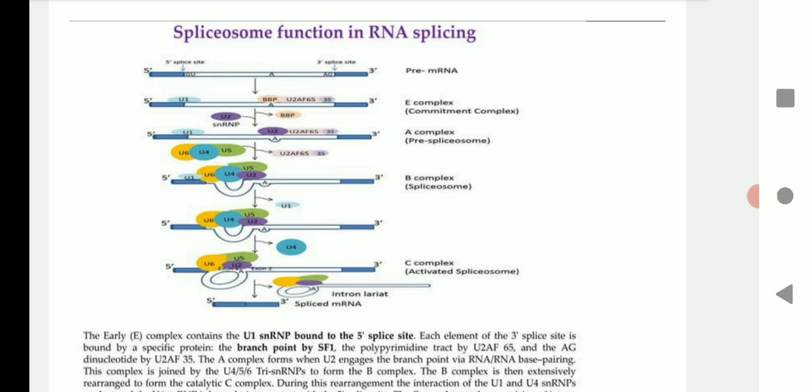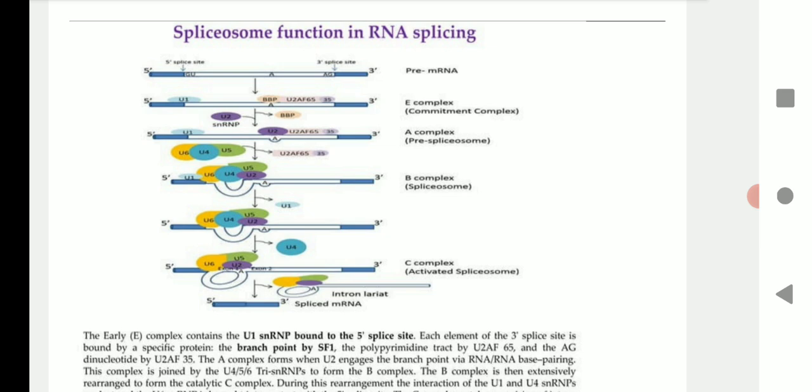So initially the BBP, that is branch point binding protein, comes and joins to the special adenosine which is present in the intron, followed by another protein called U2AF35. The BBP binds to the branch point, we call the special adenosine residue region the branch point, that is attached by SF1, and the polypyrimidine tract by U2AF65 comes and joins to this position, and the AG dinucleotide is joined by U2AF35.